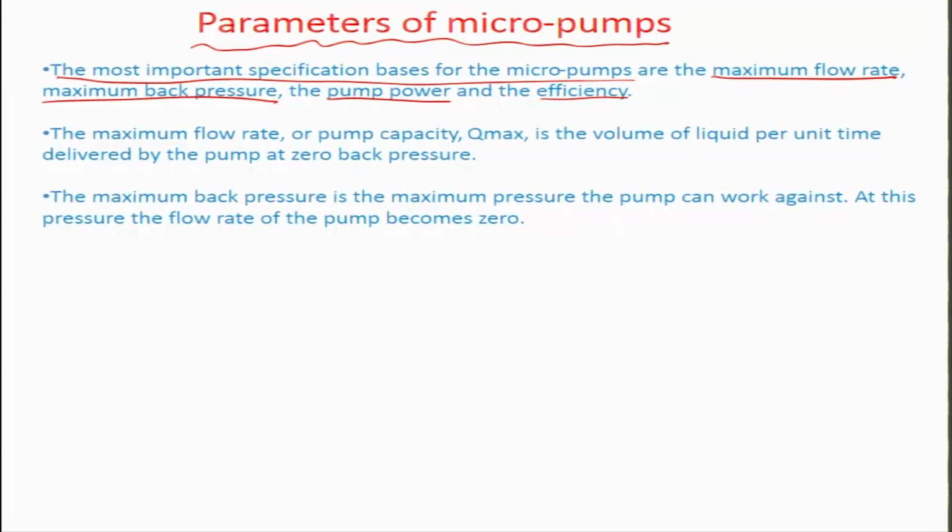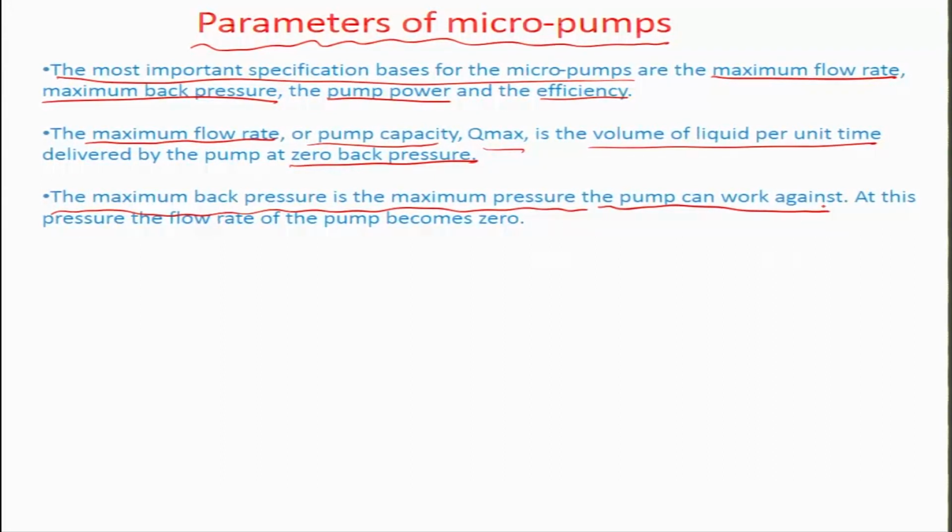And the maximum flow rate or pump capacity, that is Qmax, is the volume of liquid which comes out or is discharged by the pump per unit time at 0 back pressure. Okay, so, that is how you are defining. So, the maximum back pressure is the maximum pressure the pump can work against, and at this pressure the flow rate of the pump becomes 0. So, basically the pump is just able to sustain no backward movement at a certain maximum level of pressure, which is then the back pressure.